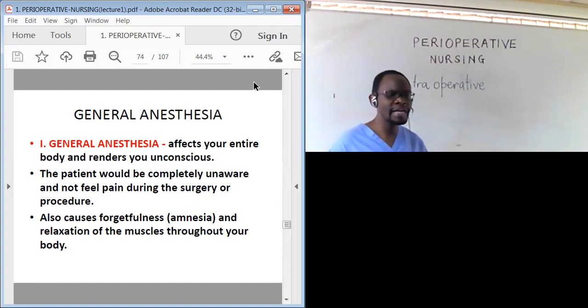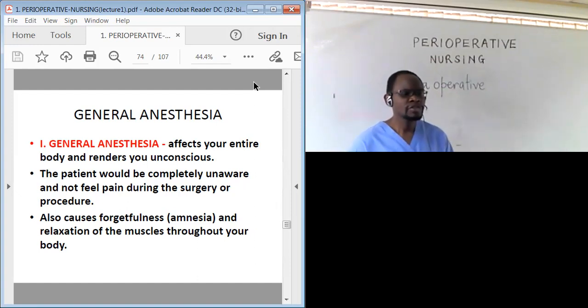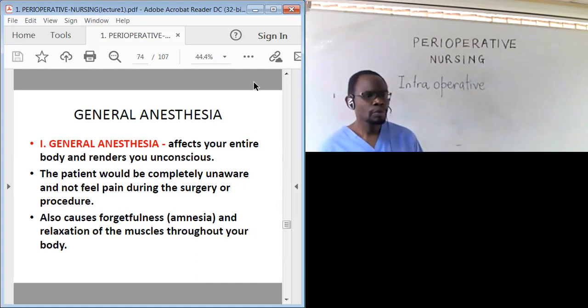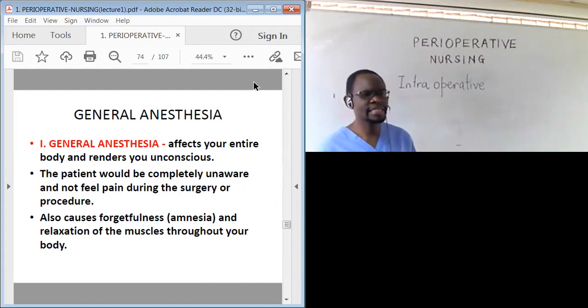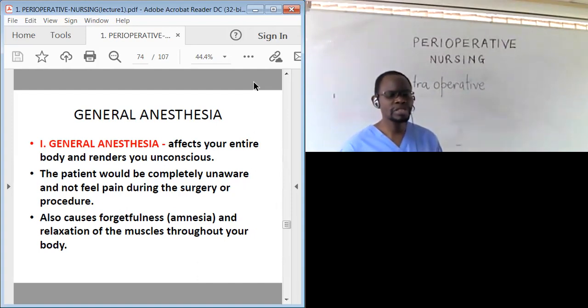So basically, general anesthesia affects the entire body and renders the person unconscious. The patient would then be completely unaware of the surroundings or even feel pain during the surgery or the procedure. Also, general anesthesia causes amnesia or forgetfulness and relaxation of the muscles throughout the body.